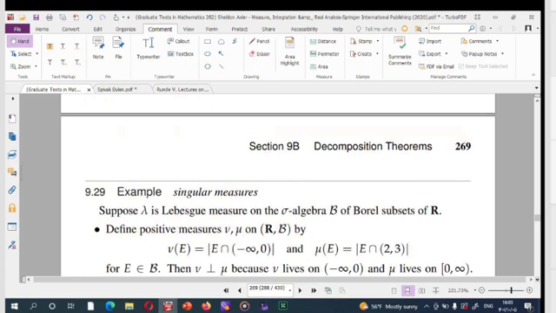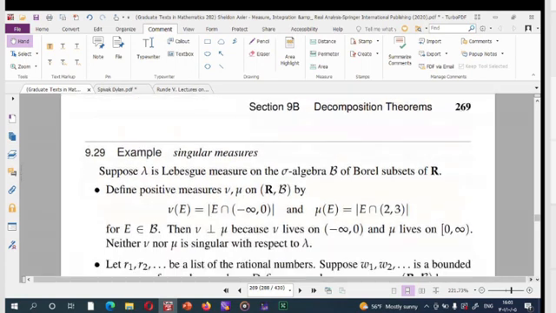For example, if lambda is Lebesgue measure on the sigma algebra of Borel subsets of R, we can define two positive measures on this measurable space R with the sigma algebra of Borel sets: mu of E equal to this Lebesgue measure and mu of E equal to this, for any E in B.